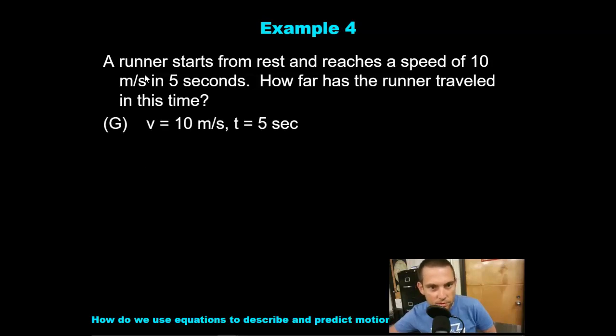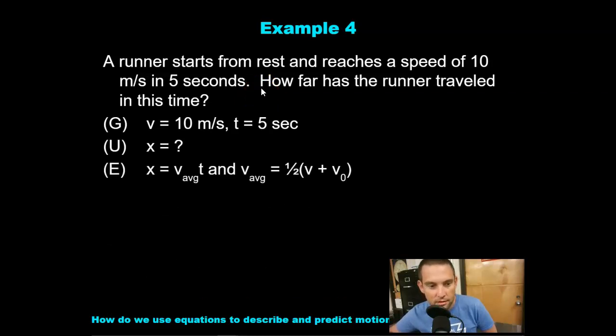Velocity, 10 meters per second. We're starting from rest, so we know the initial velocity is 0, so our final velocity is 10 meters per second, and the time is 5 seconds. How far has the runner traveled? That means the unknown, in this case, is x. The equation we can use is using the average velocity solved for x, and the average velocity is our ending velocity plus the initial velocity divided by 2.